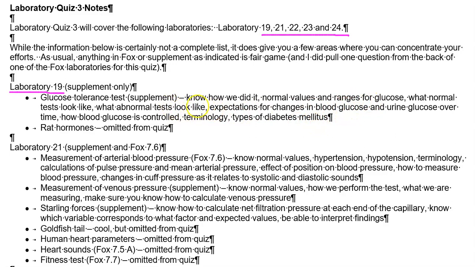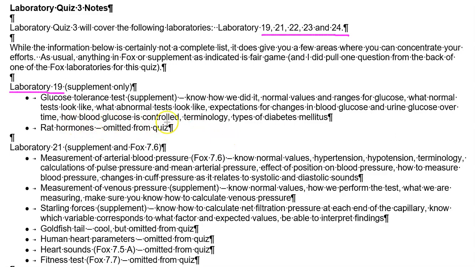test. So if the range is 70 to 100, what happens if you're under 70? What happens if you're over 100? What's the level to become diabetic, as an example? What are the expectations for blood glucose and urine glucose over time for people? So what's a normal test versus an abnormal test?